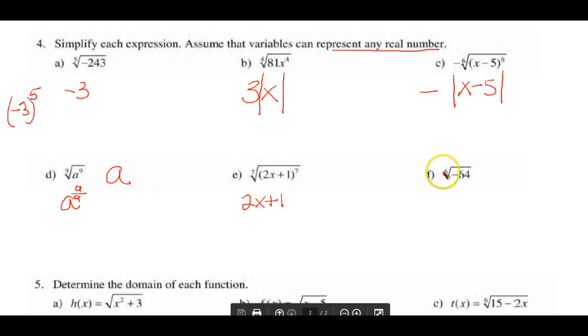Now, we spoke of this a little earlier. Here's an even index number with a negative sign under the radical. So that is not a real number. And you recall, this is the symbol for a real number.